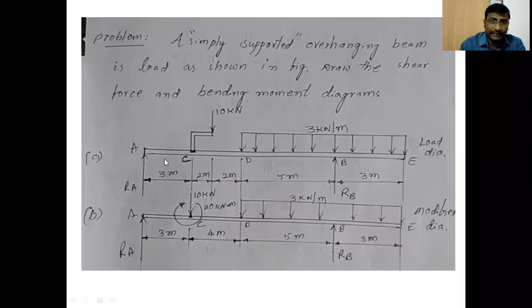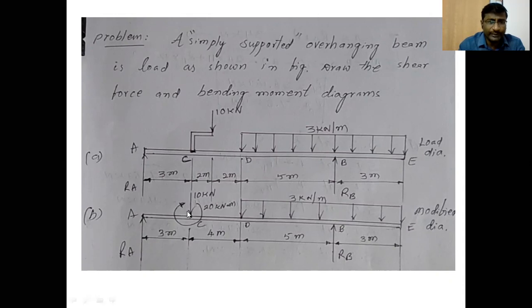Then the next point is shear force at point C. How to calculate the shear force at point C? Here also one point load is acting. We have to consider 2 times the shear force: shear force without considering the 10 kilonewtons, and shear force with considering the 10 kilonewtons, because the shear force changes suddenly at point C, since the point load is acting at point C.